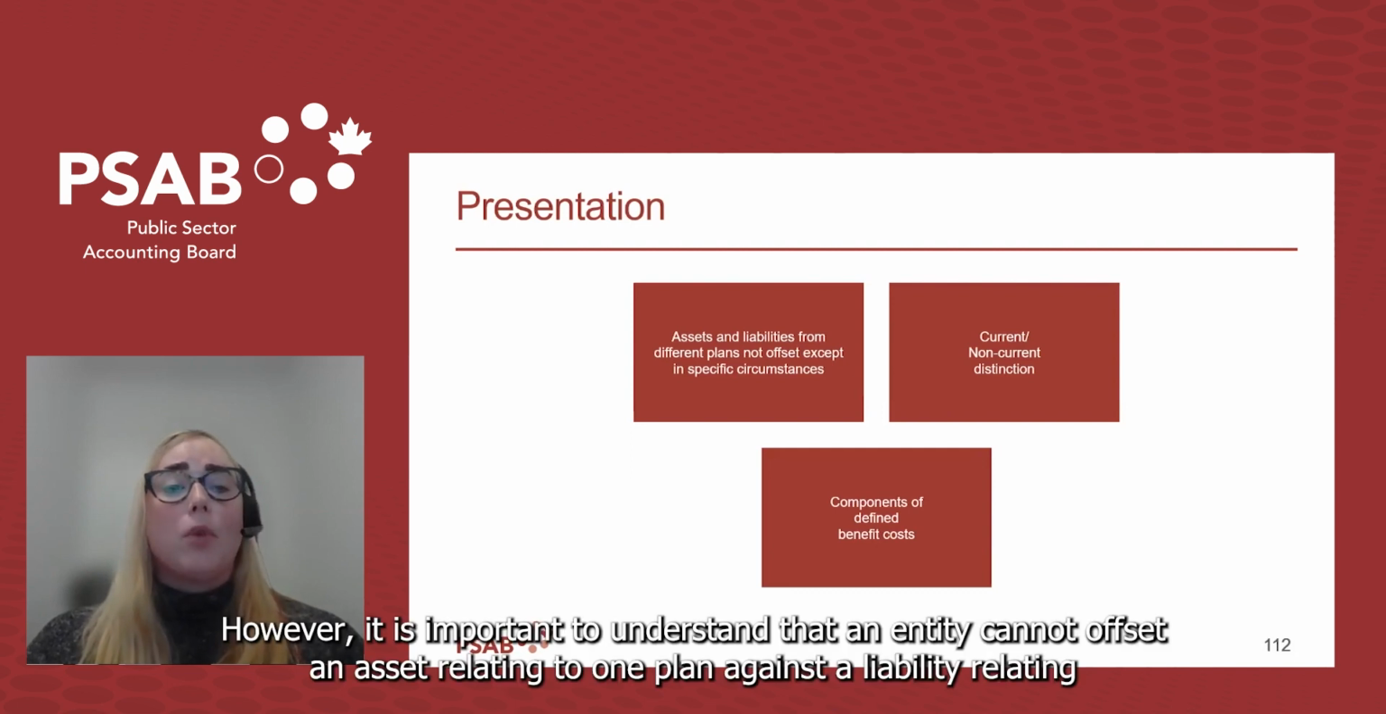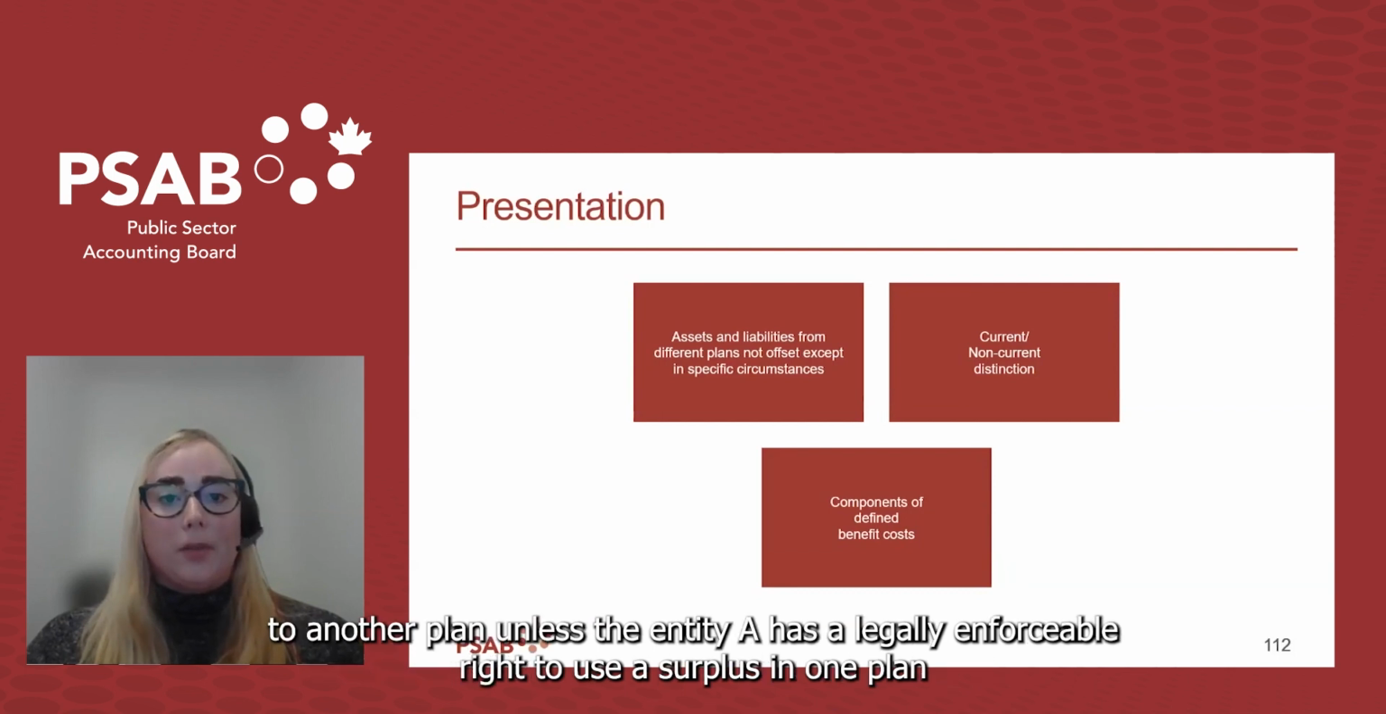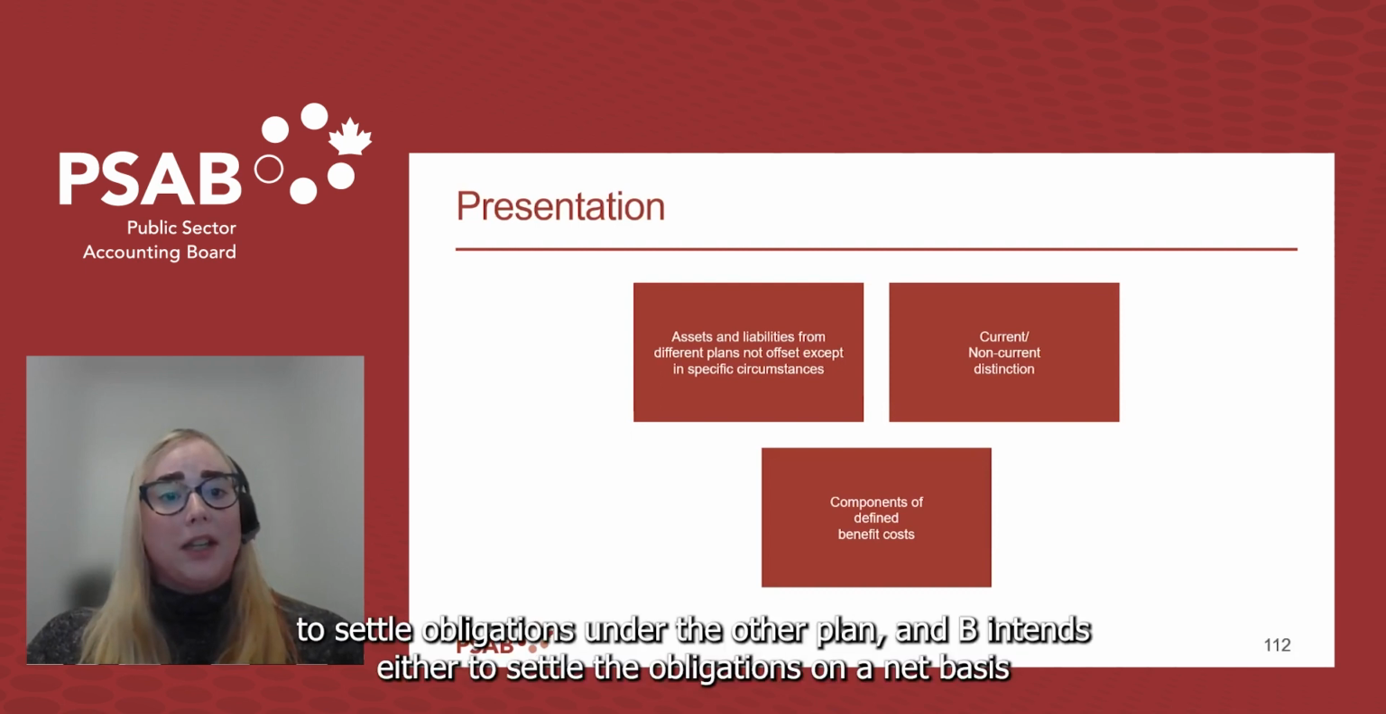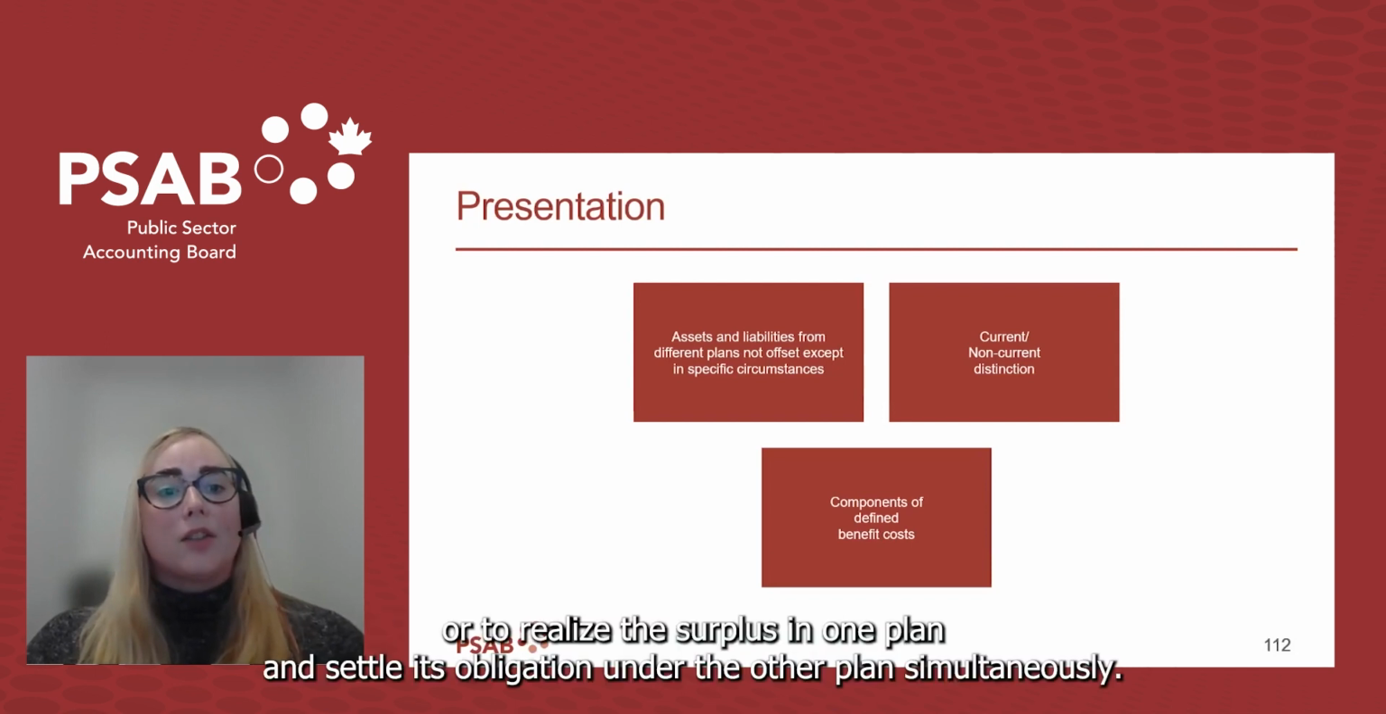However, it is important to understand that an entity cannot offset an asset relating to one plan against a liability relating to another plan unless the entity, A, has a legally enforceable right to use a surplus in one plan to settle obligations under the other plan, and B, intends either to settle the obligations on a net basis or to realize the surplus in one plan and settle its obligation under the other plan simultaneously.